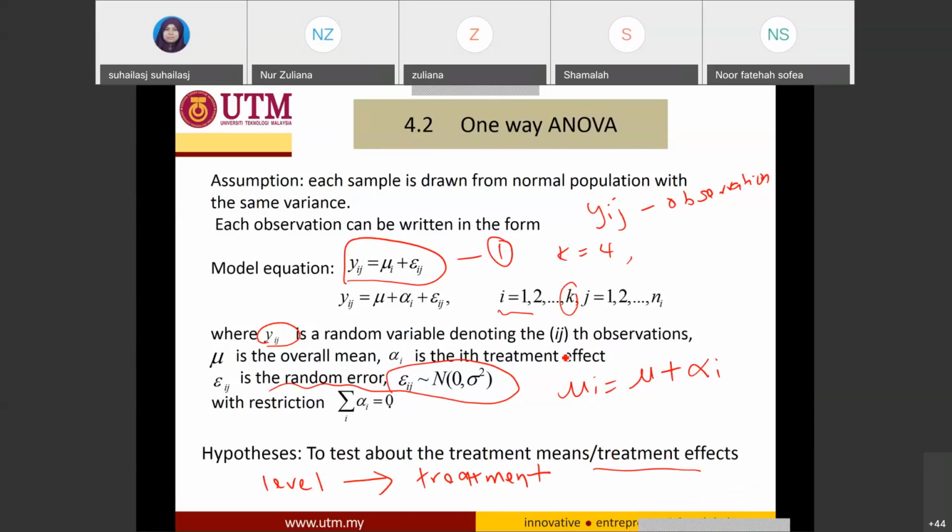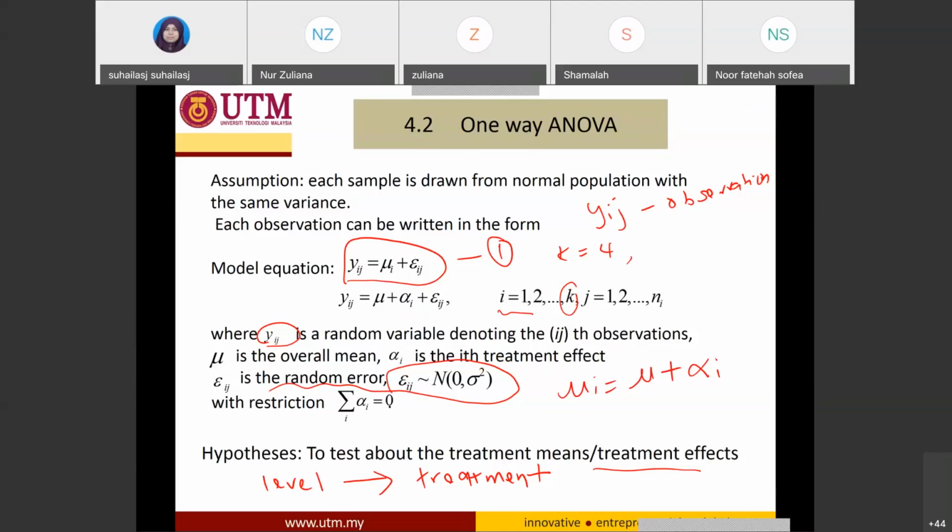Okay, satu lagi kita ada term effect. Yang tadi kita ada mu i. Mu i is the mean for each level. Bila kita dah split mu plus alpha i, your mu is the overall mean. Overall value, overall mean. Alpha i ni adalah the i-th treatment effect. Kita ambil effect dia, kesan dia. So alpha i is the i-th treatment effect.